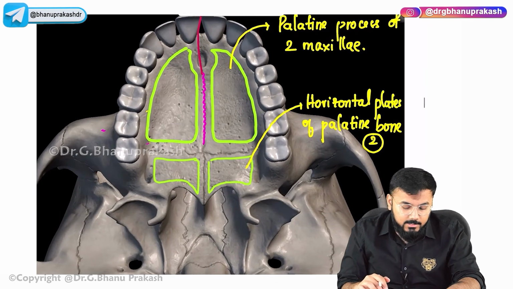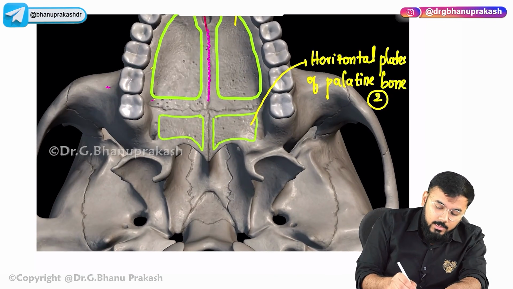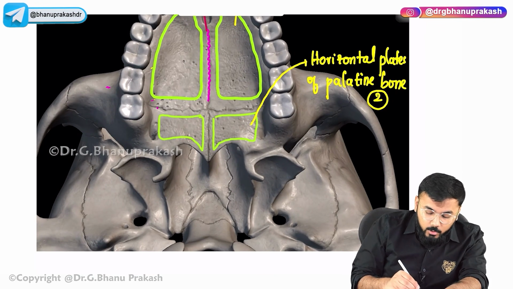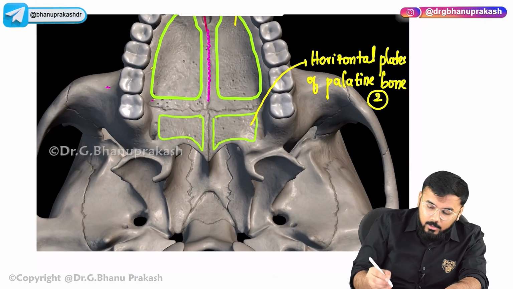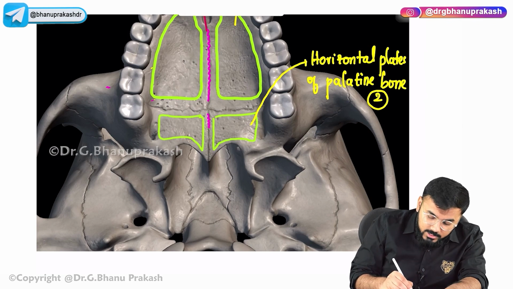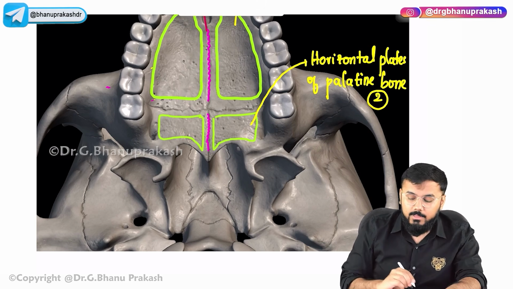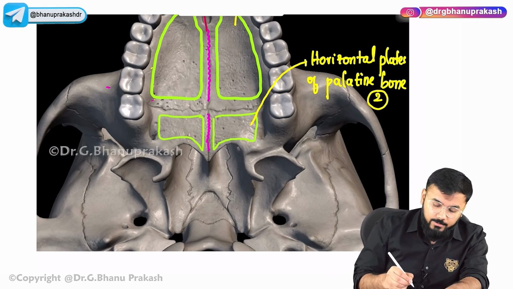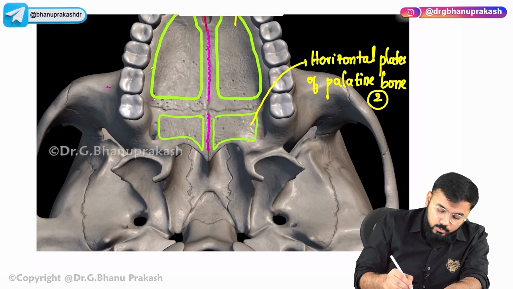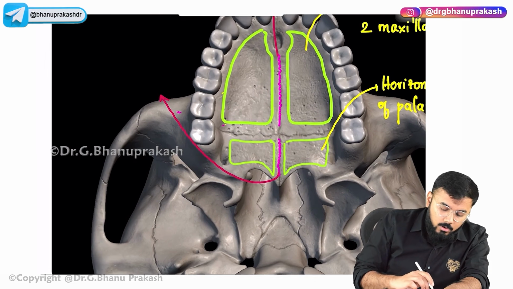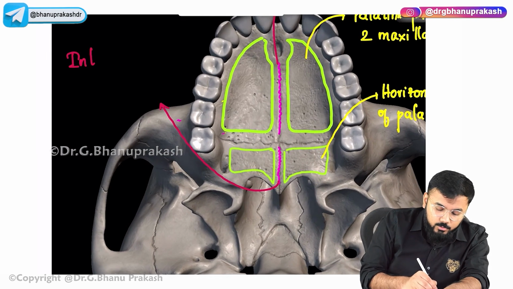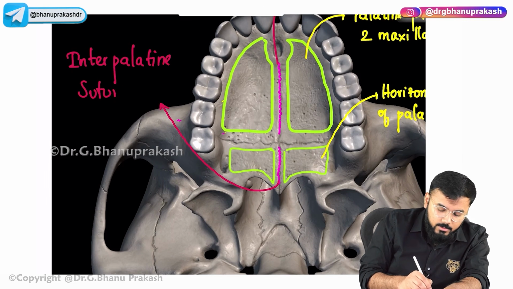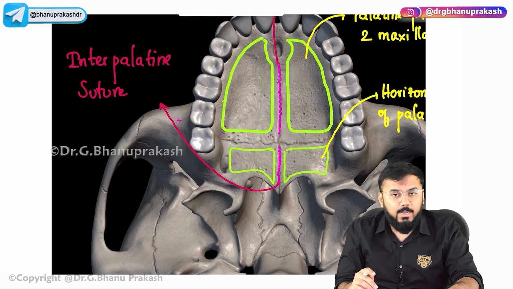In the same way, look at a suture that is located here. Let me draw this. You also see a suture located here between the two palatine bones, right? What is this particular suture called? This is called the interpalatine suture.